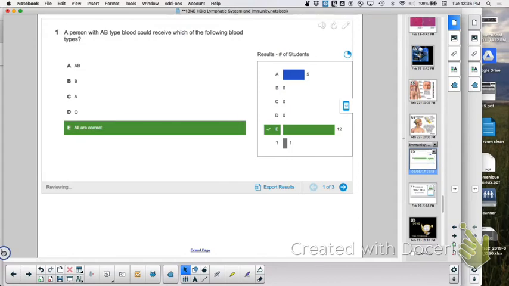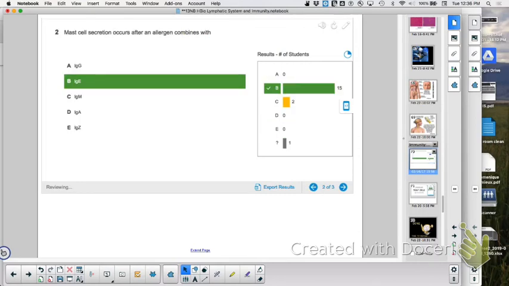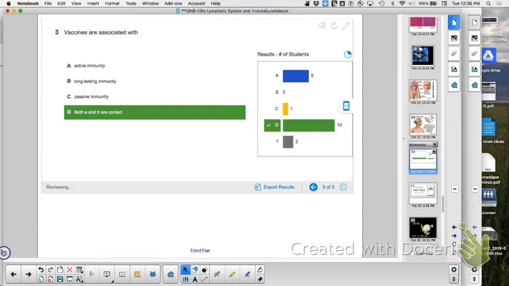So the 5 people that picked A, you're right, but you could also receive blood from all those other places too, right? AB blood is the most hospitable to other blood because it has both A antigens and B antigens. Number 2, mast cell secretion occurs after an allergen combines with IgE. Do you know how I remember that? E2. Okay. Vaccine is associated with active, long-lasting immunity because you will have the memory cells from a vaccine. I'm not talking about gamma globulin shots. I'm talking about vaccines when you get like vaccinated against polio.